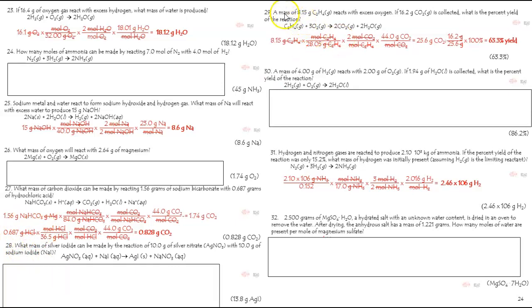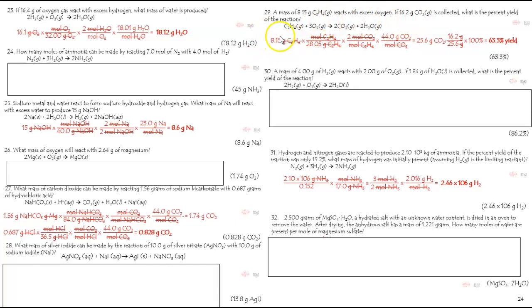Number 29, a mass of 8.15 grams of ethylene, C2H4, reacts with some extra oxygen if 16.2 grams of CO2 is collected. What's the yield? Well, first we'll find out the theoretical yield. So we'll go from grams of ethylene to grams of CO2. That's a three-stepper, and then we'll see how we did.